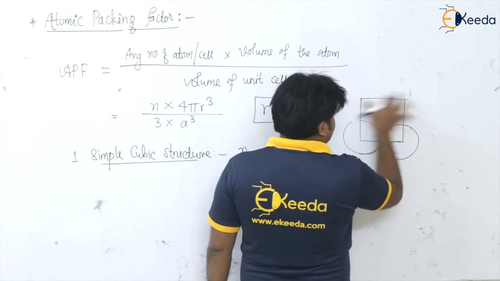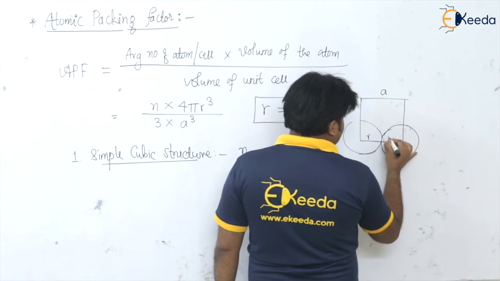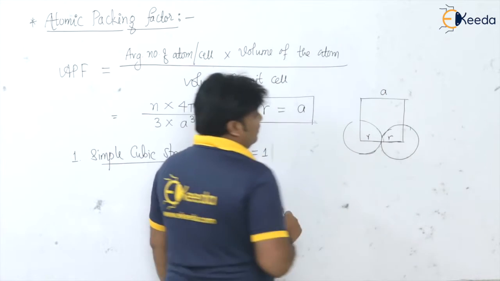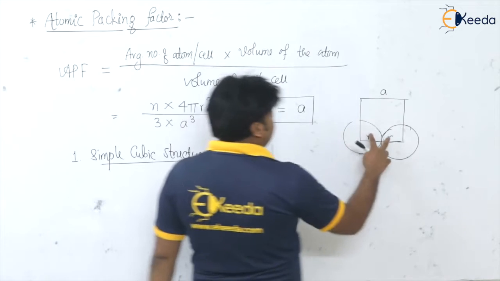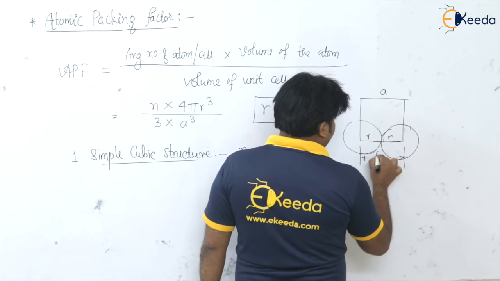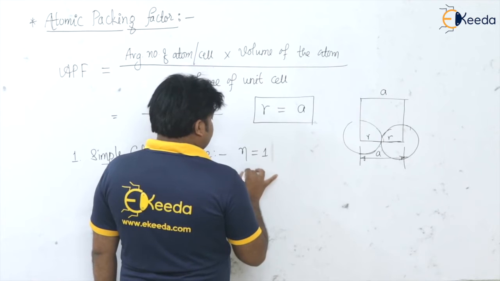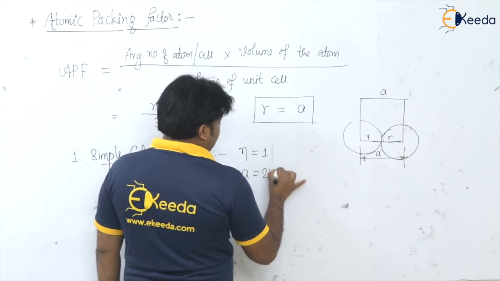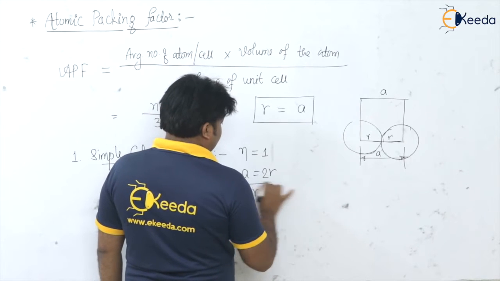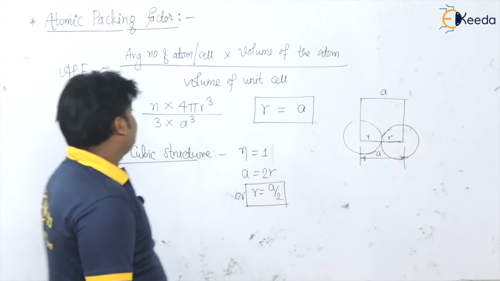See, we know that this is the side of the cube A and this is the radius of atom R. So we can get the relation between this A and R very easily. That is, you can see here, this R plus R is making the side of the cube, isn't it? That is what we are getting here. This A is equal to 2 times R, or R is equal to A by 2. Very important. So R is equal to A upon 2.